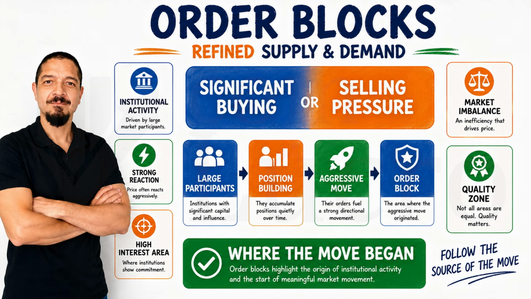The next concept we need to explore is order blocks. Order blocks are refined supply and demand zones where significant buying or selling pressure originated. These areas are important because they represent locations where large market participants likely entered their positions and caused price to move aggressively in a specific direction.